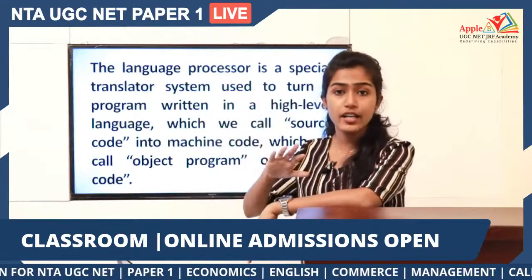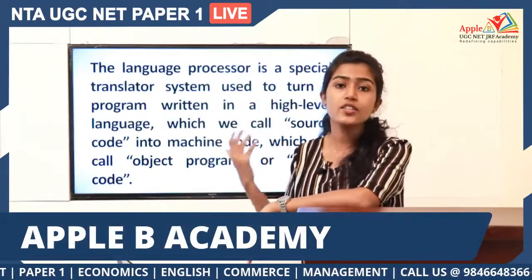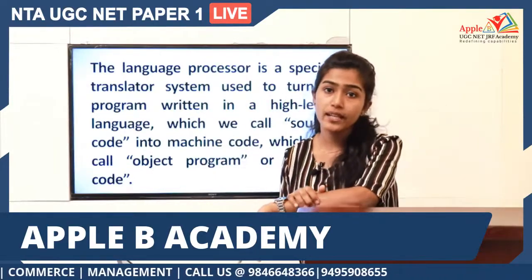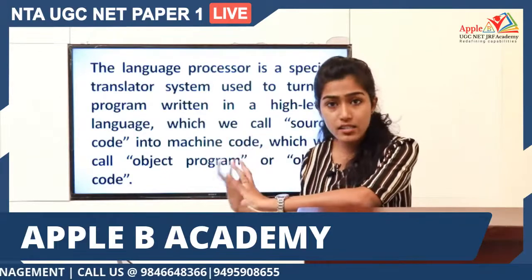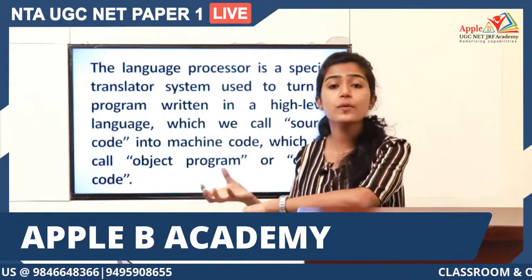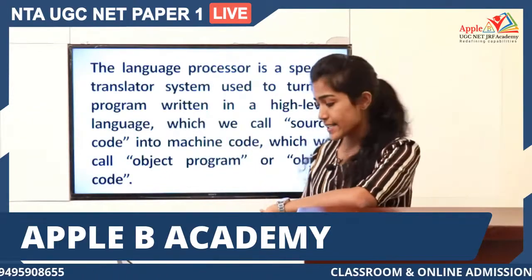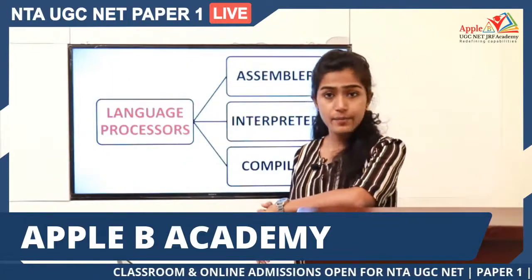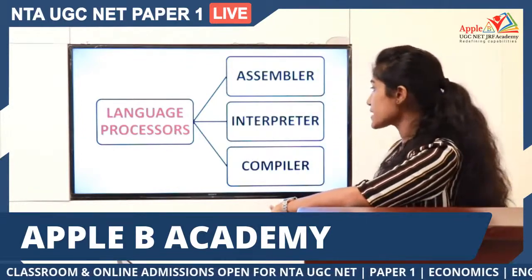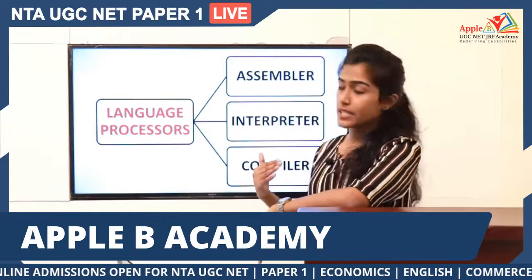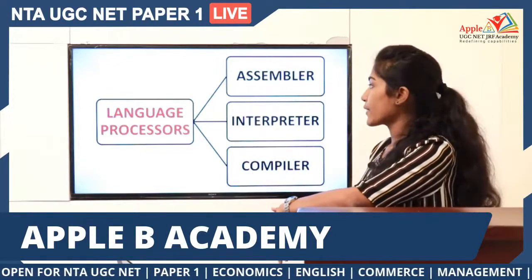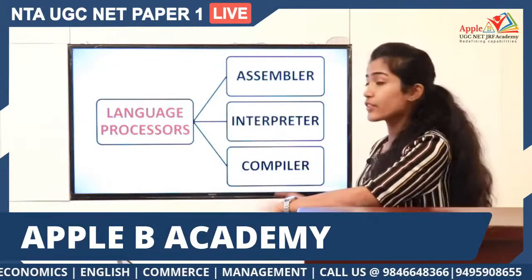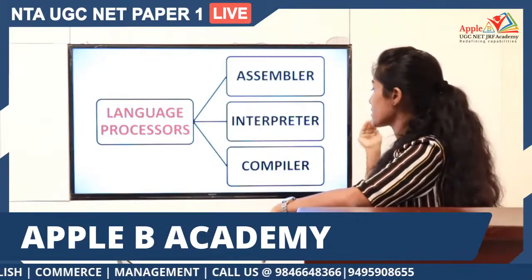The computer cannot understand the high-level language, so we are using a translator system which can be called a language processor, in order to translate those high-level languages to a particular language the computer can understand. The language processors can be of three types. There are three types of language processors, which include assemblers, interpreters, and also compilers. So language processors or language translators, the translator system, can be of three types. They are assembler, interpreter, and compiler.